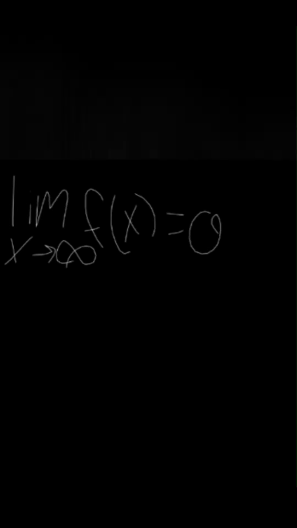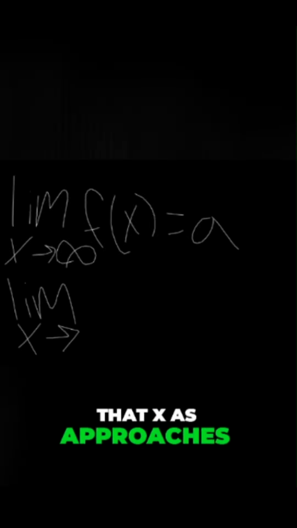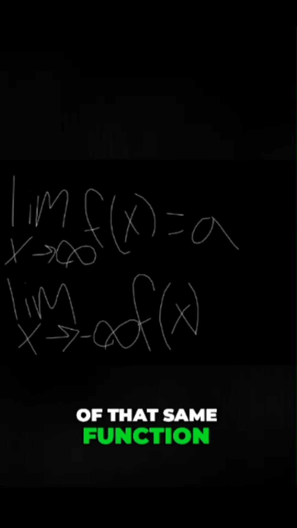Additionally, it's important to note that with limits at infinity, you don't necessarily have to prove their left and right limits are equal to each other. So if we have the limit as x approaches infinity of f of x equals a, right? We don't necessarily have to prove that as x approaches negative infinity, that same function also equals a.